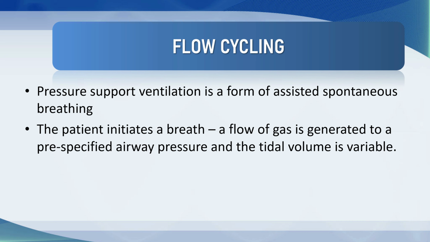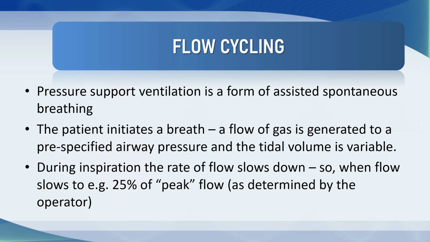The patient initiates a breath, a flow of gas is generated to a pre-specified airway pressure, and the tidal volume is variable. During inspiration, the rate of flow slows down. So when the flow slows to a certain proportion of peak flow, for example, 25% of peak flow, and that's determined by the operator, the ventilator cycles to exhalation.